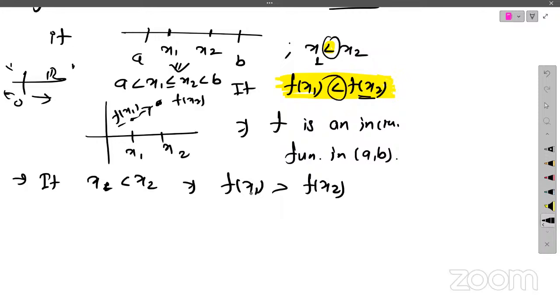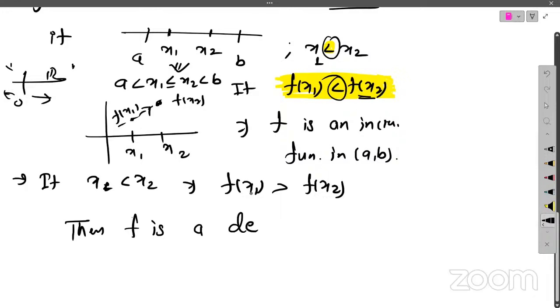So that means if you take x1 less than or equal to x2, then the function value is also less, that means f of x1 is less than f of x2. So in this case, we say f is an increasing function. In the second case, f of x is a decreasing function in the interval (a, b). Then f is a decreasing function in the same open interval.